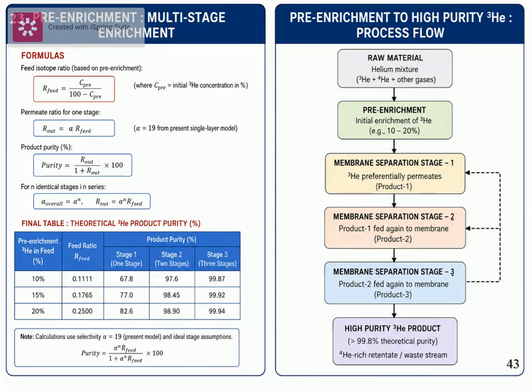So in part second, process flow, that is the diagram. The flow diagram shows raw helium gas first goes through the pre-enrichment. Then it passes through the three membrane stages. At each stage, helium-3 permeates while helium-4 is left behind. Finally, we get the high purity helium-3.